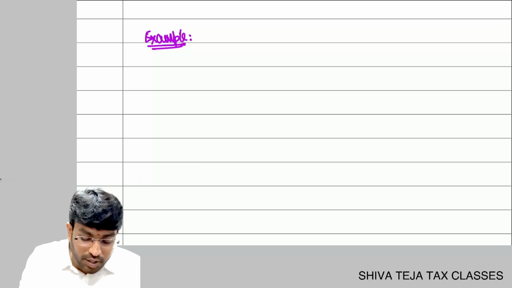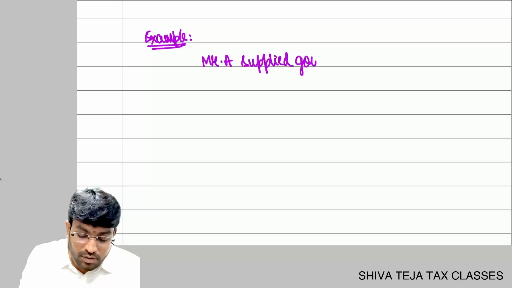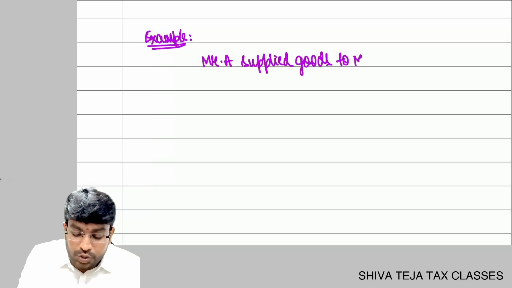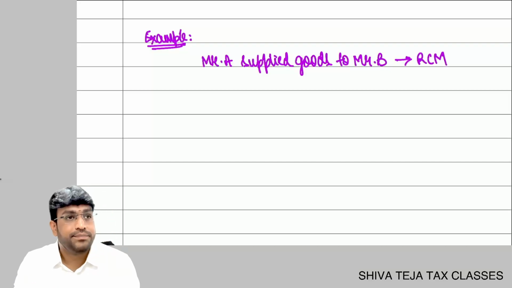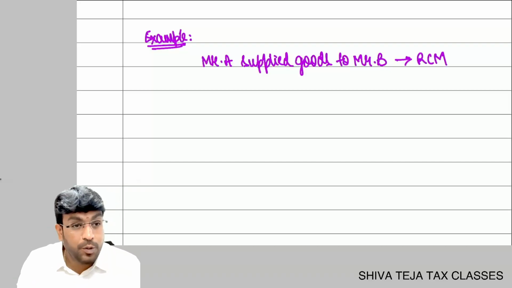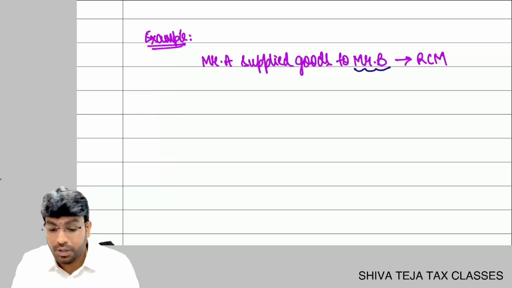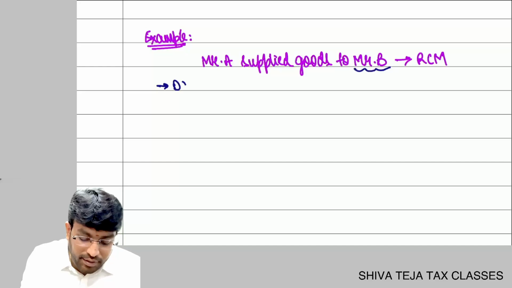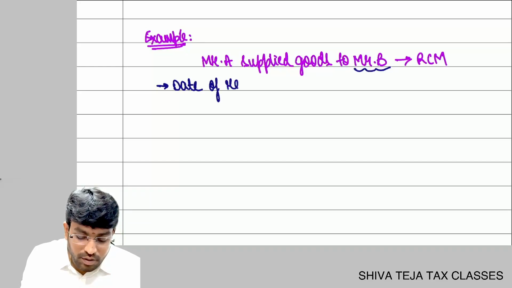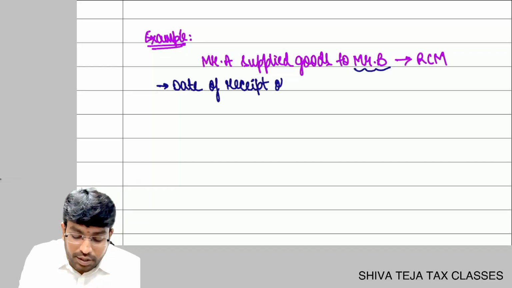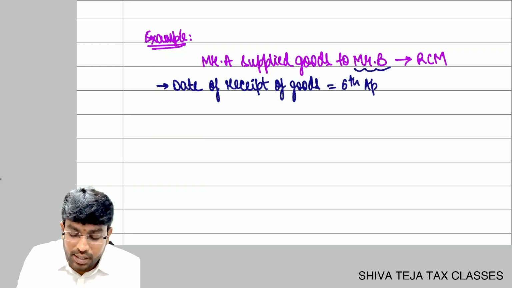We are talking about Mr. A, who supplied goods to Mr. B, which are covered under RCM. Clear, my dear friends? Now, who is liable to pay GST? Mr. B is liable to pay GST. Assume for a second that the date of receipt of goods is, let us say, 6th April.